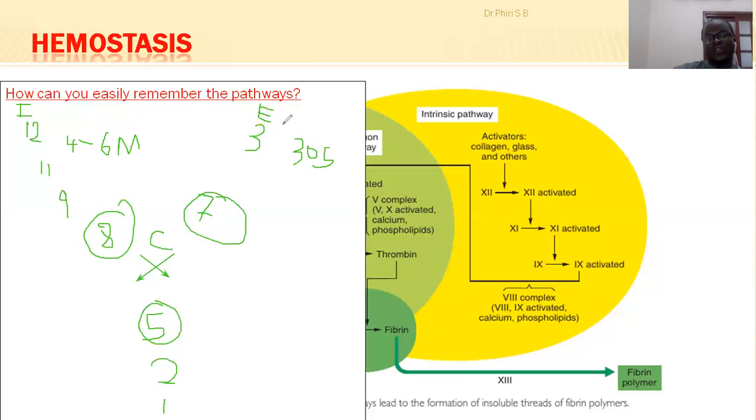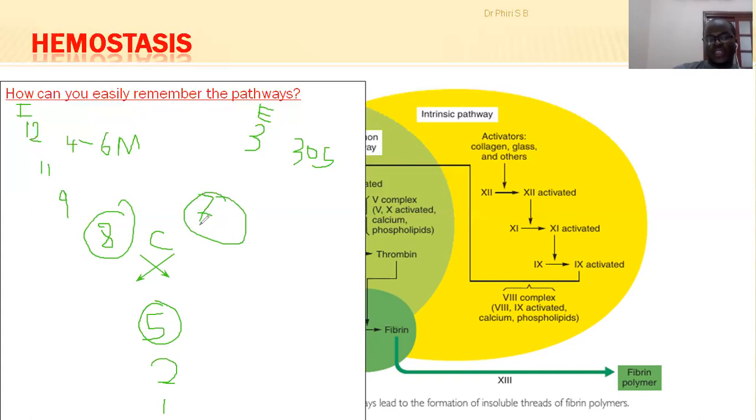This is the tissue factor. Factor 3, the tissue factor, is going to activate factor 7, like we said. Then factor 7 forms the factor 7 complex. The factor 7 complex requires the activated factor 7, the tissue factor, calcium, and also phospholipids.